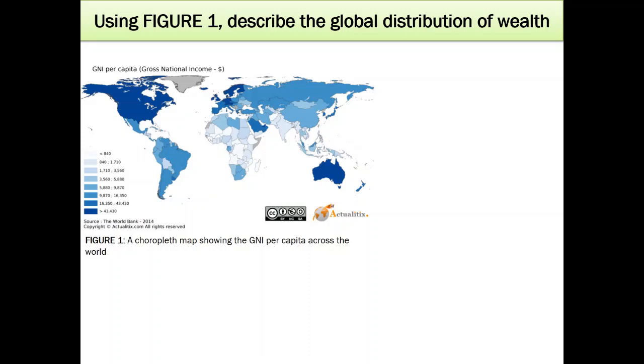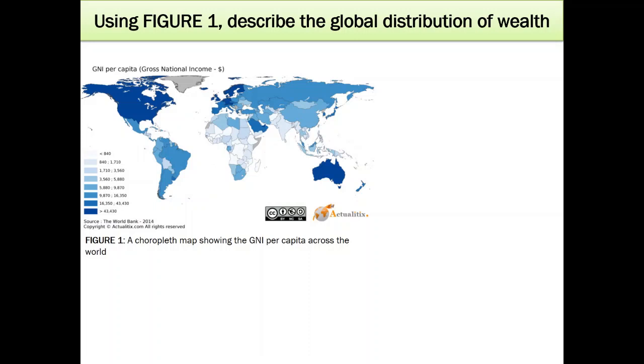Now, this map is looking at GNI per capita. GNI per capita just means how much money per person is made each year in each country. The highest you could earn in terms of this map is $43,430, whereas the least you could earn is below $840.